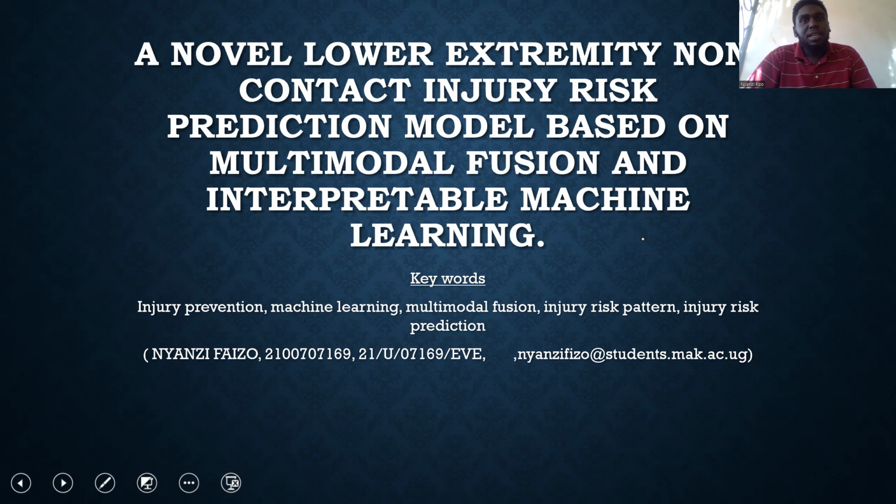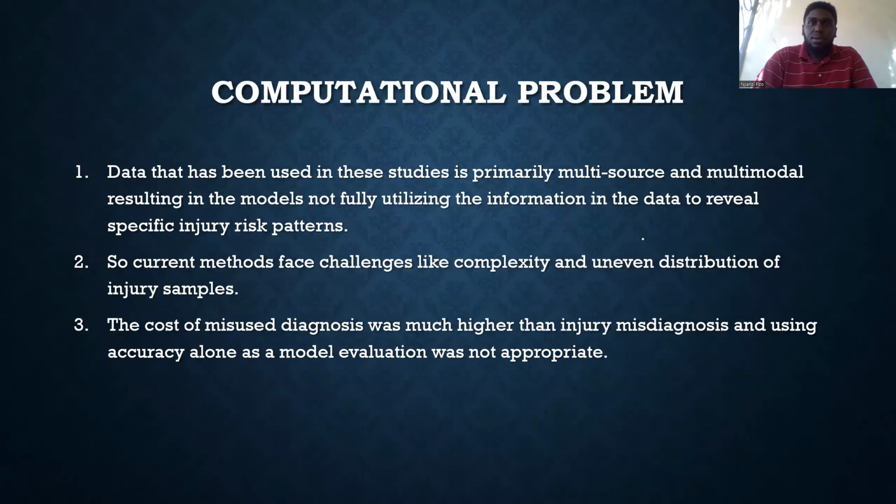I'm reviewing a paper titled A Novel Lower Extremity Non-Contact Injury Risk Prediction Model based on Multimodal Fusion and Interpretable Machine Learning. I'll go straight to the computational problem. In this paper, we are looking at the problem of injuries, and we're trying to predict the injury risk patterns using a multimodal fusion model and machine learning algorithms.